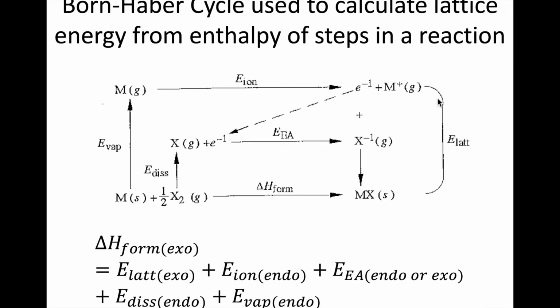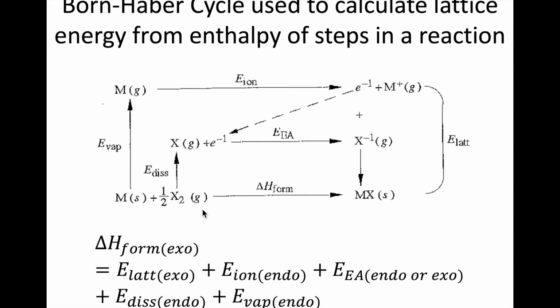What we want to get is this lattice energy, and that is basically defined as taking the metal ion and the nonmetal ion, so the cation and anion, and forming the solid, right? If I take those two ions together and form a solid, that's the lattice energy. We can calculate this by looking at a lot of other steps that have to go into this reaction.